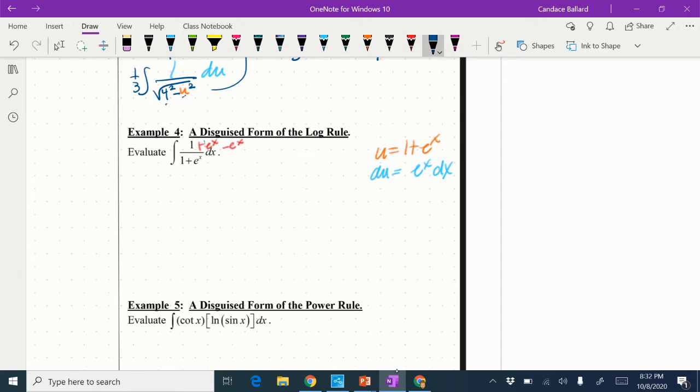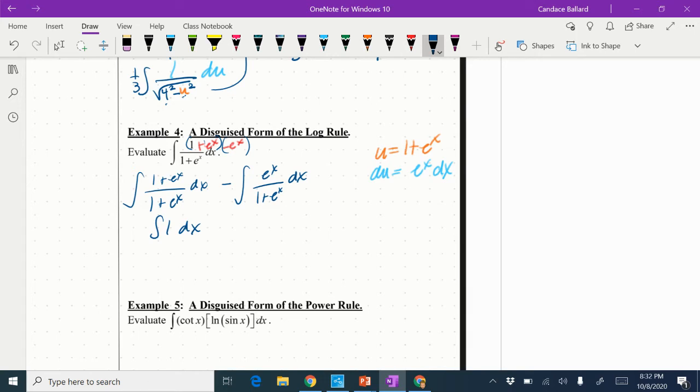So I'm going to split this into two fractions. That's going to be the numerator of my first fraction. This is going to be the numerator of my second fraction. So 1 plus e to the x divided by 1 plus e to the x dx. And then it's minus the integral of e to the x over 1 plus e to the x dx. Well, you notice that this first one just reduces to 1.